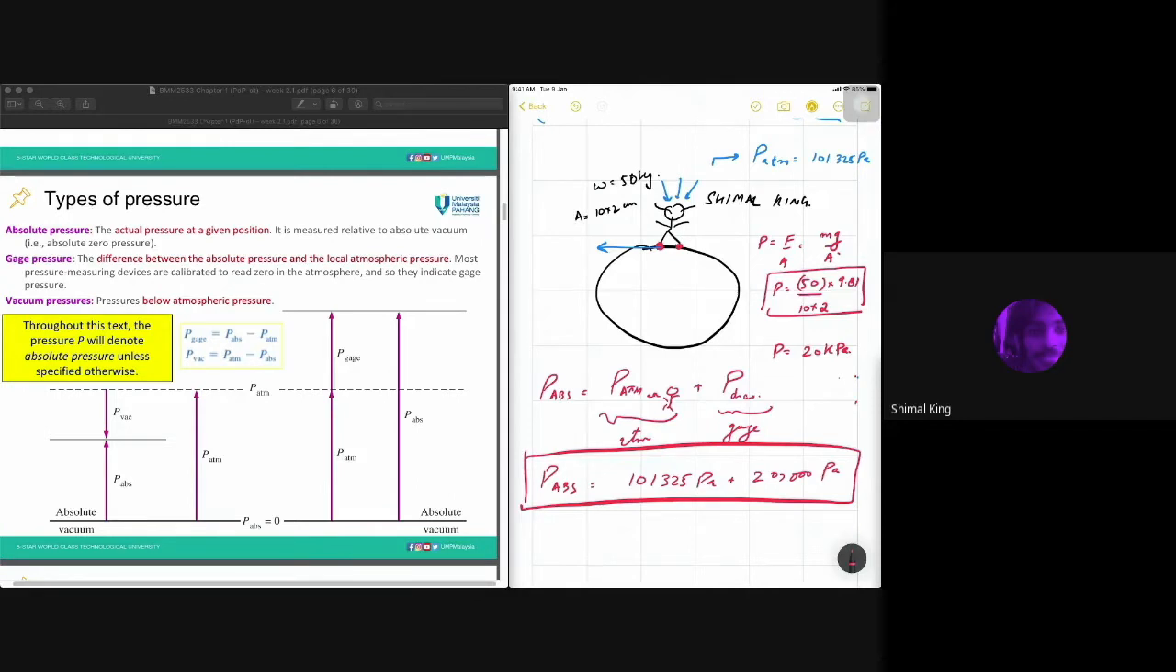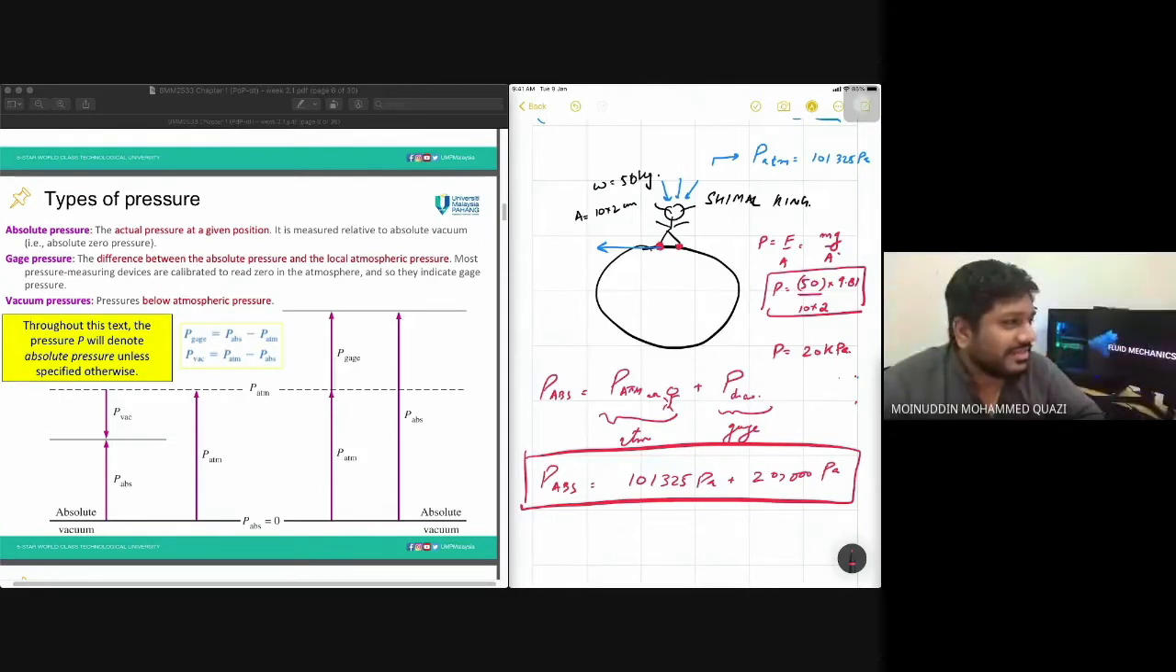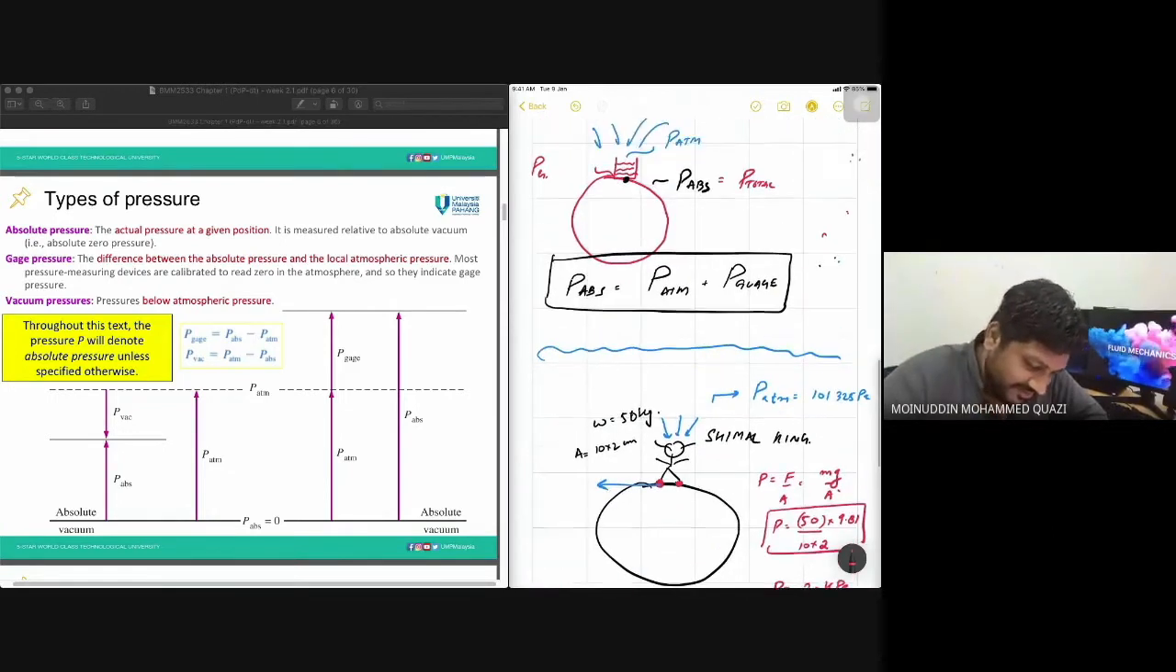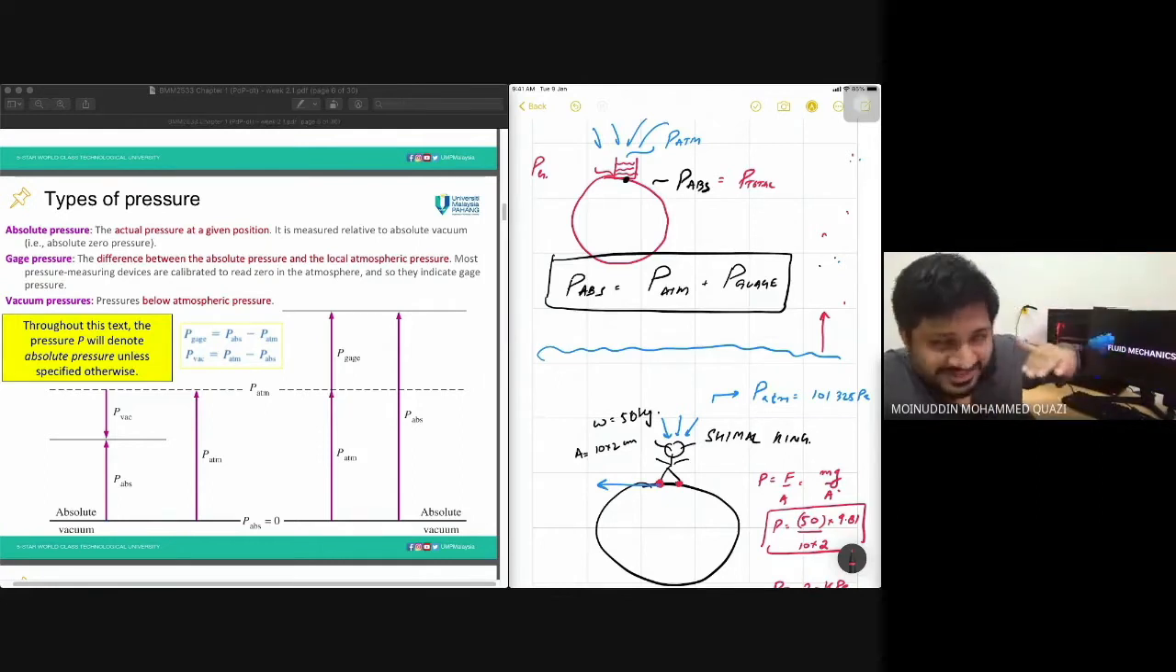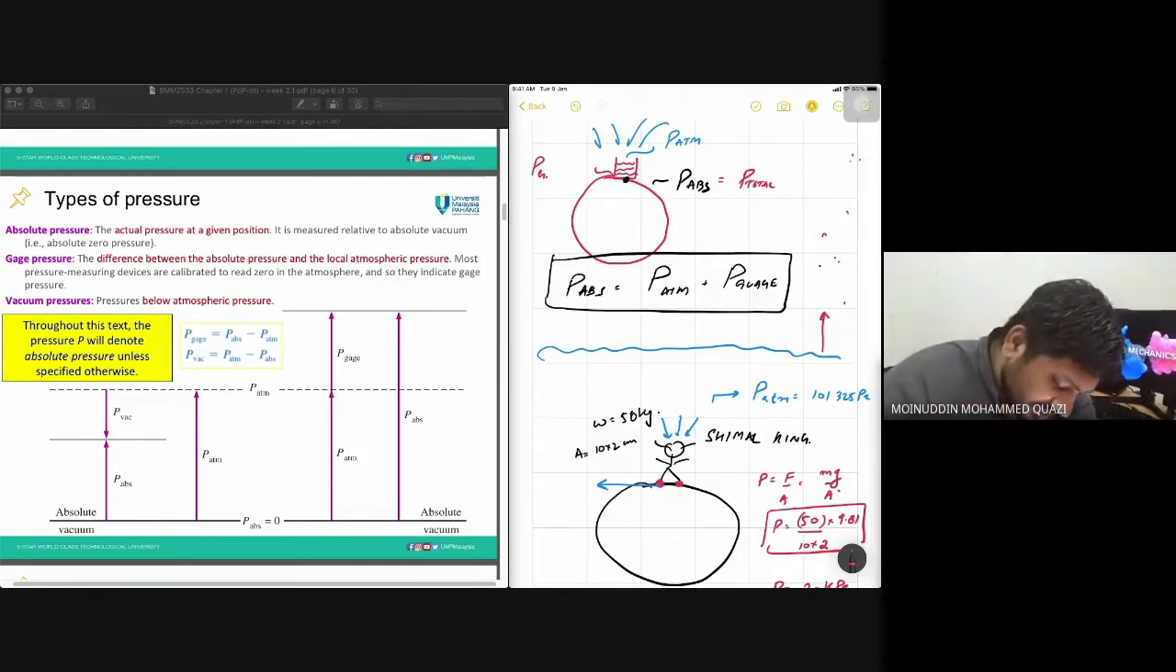Okay. So now let's talk about vacuum. As I said, above the atmosphere we move towards space. As we move towards space, the vacuum, or negative pressure, increases.